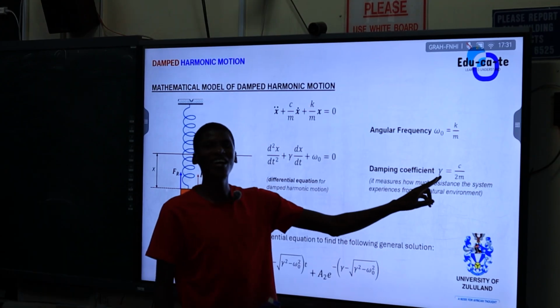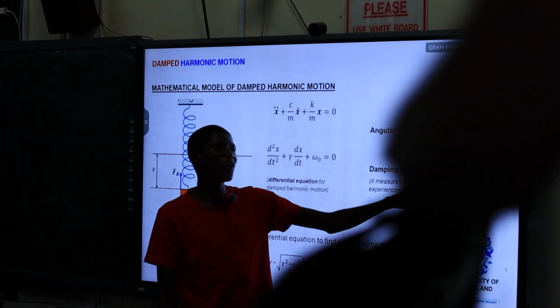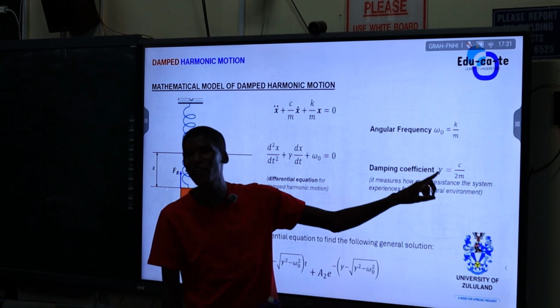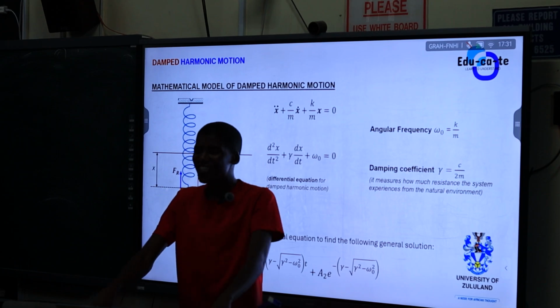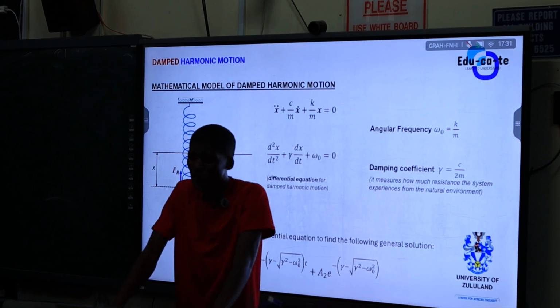So this retarding force, this damping coefficient, why do we need to introduce it?